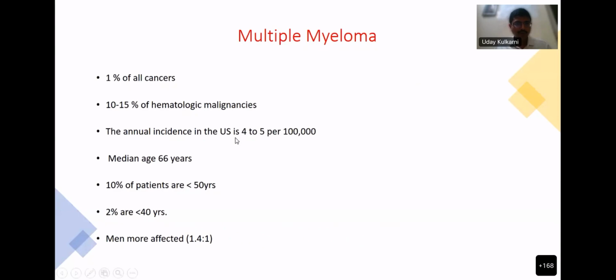Multiple myeloma forms about 1% of all cancers. 10 to 15% of all hematologic malignancies are multiple myeloma, and the median age is around 66 years. About 10% of our patients are less than 50, and men are more affected with this disease.